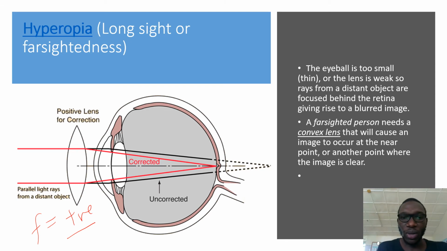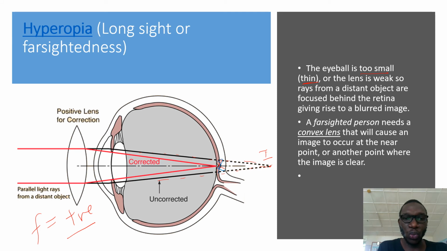The problem that we have here is the eyeball is too thin. If it is too thin, it means that the rays are going to converge beyond the retina. So the image is going to be formed beyond the retina. The retina is here. Image is formed beyond the retina.